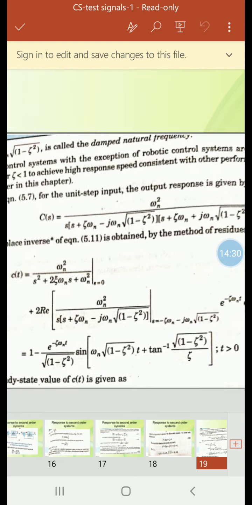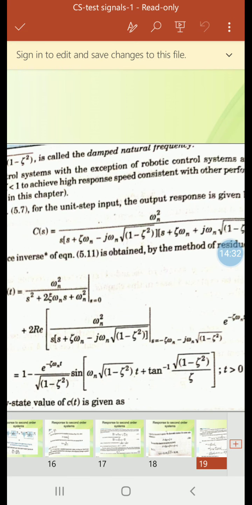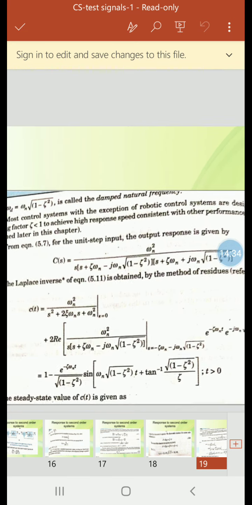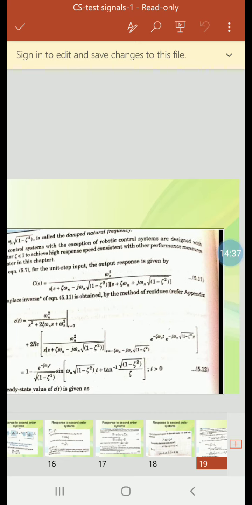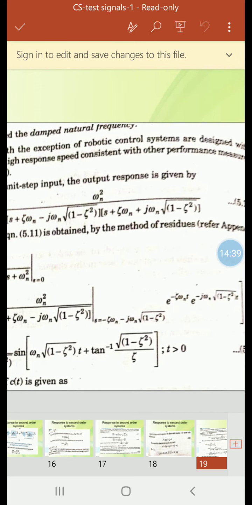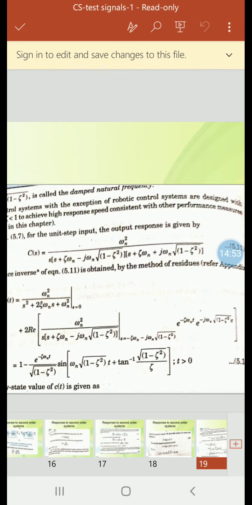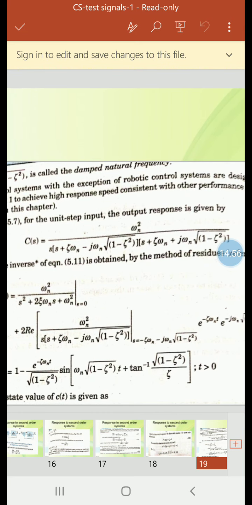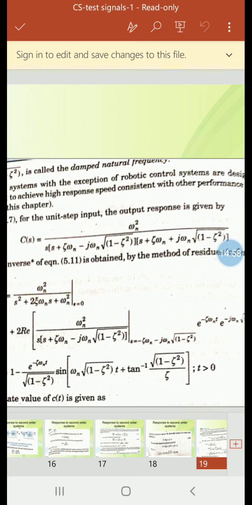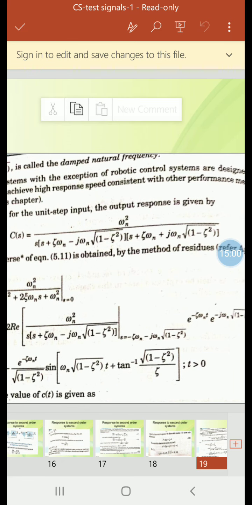Then for unit step input, the output response is given by C of S is equal to omega n square by S into bracket S plus damping factor omega n minus j omega n into root of 1 minus damping factor square close bracket into S plus damping factor omega n plus j omega n into root of 1 minus damping factor square. Then the Laplace inverse of above equation is obtained by the method of residues.